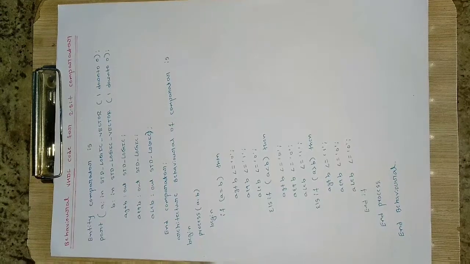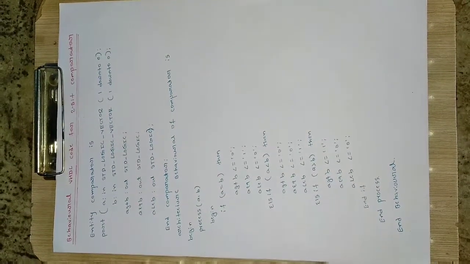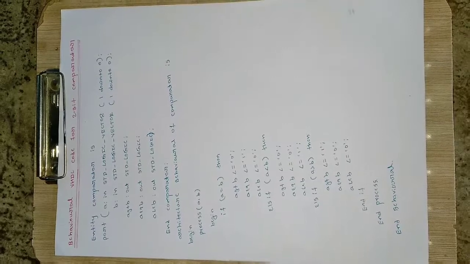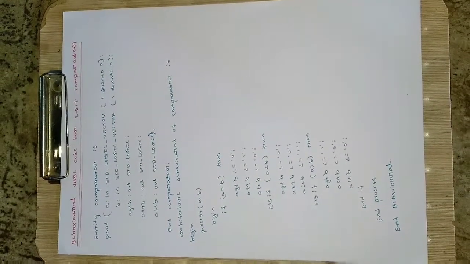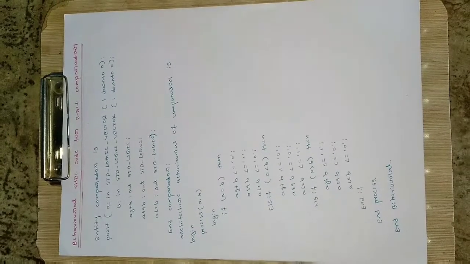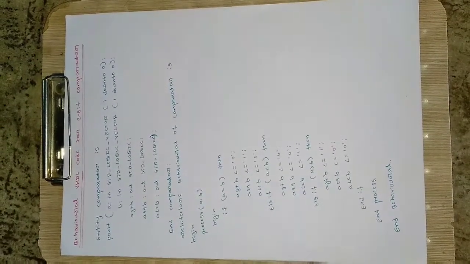Hey everyone, in this video we will see how to write the behavioral VHDL code for a 2-bit comparator. First we will see the truth table for this one, and then we will see the circuit diagram. Then we will come to the code.